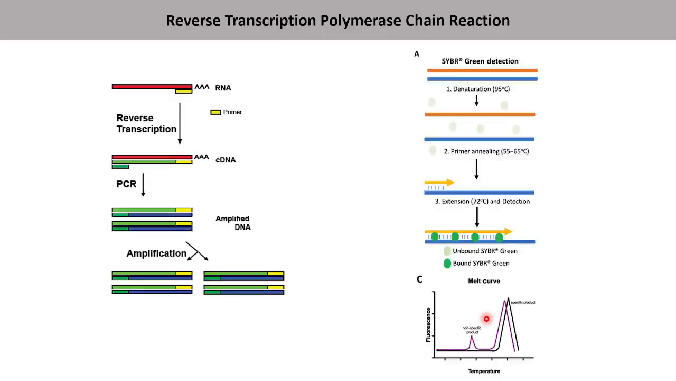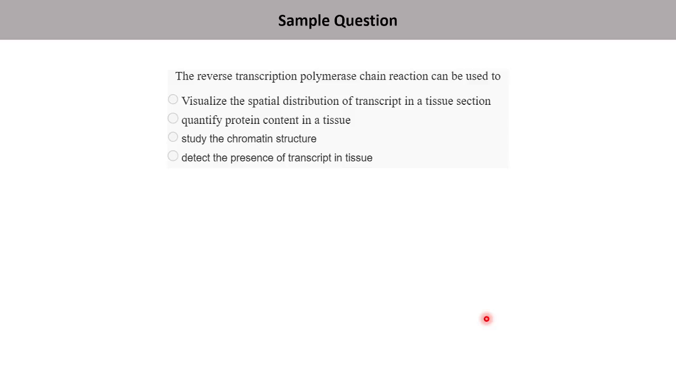And with this information, coming back to our question, the reverse transcription polymerase chain reaction can be used to visualize the spatial distribution of transcript in a tissue section, quantify protein content in a tissue, study the chromatin structure, and detect the presence of transcript in tissue. So it cannot quantify protein content and it cannot do the chromatin structure. Visualize spatial distributions: spatial distribution is a time dependent distribution. Reverse transcription PCR will not be able to tell the time dependent distribution. Therefore, the answer will be that it will only help us detect the presence of transcript in a tissue.